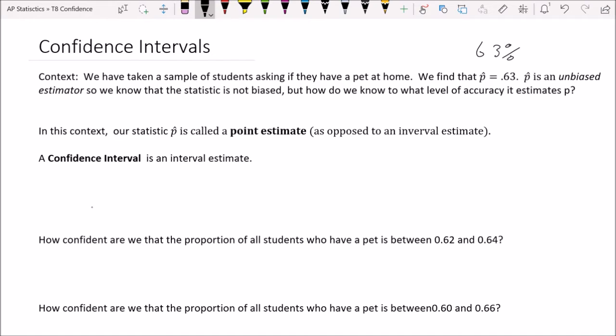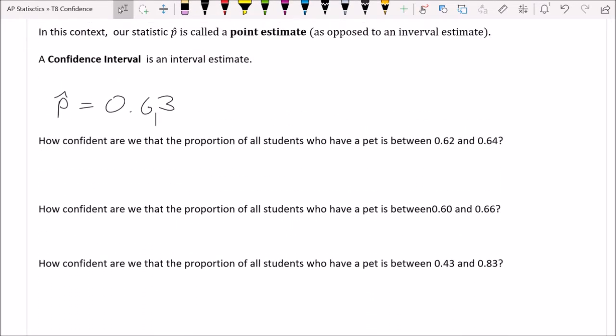So we have a new term down here, and that's point estimate. P hat is a point estimate because it's only one value. It's not a range of values. If it were a range of values, it would be called an interval estimate. And a confidence interval is the most common form of an interval estimate, and it's really the only one that we're going to use in this course. To help you understand what that is, we're going to try to answer these questions below, keeping in mind that p hat was 0.63.